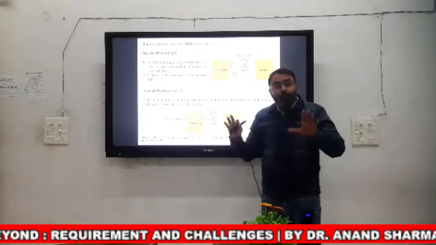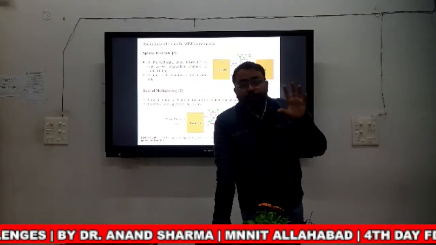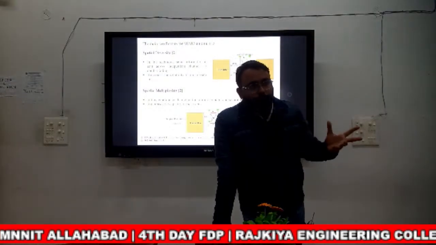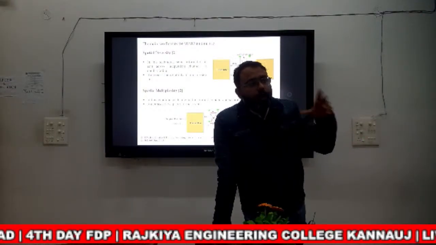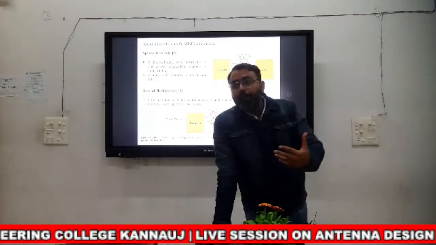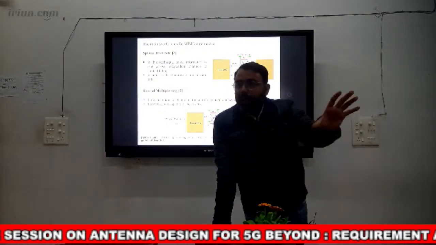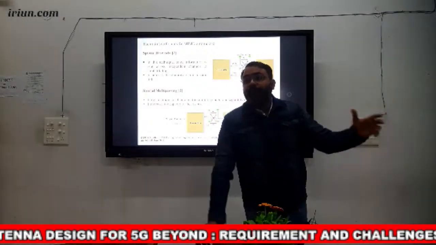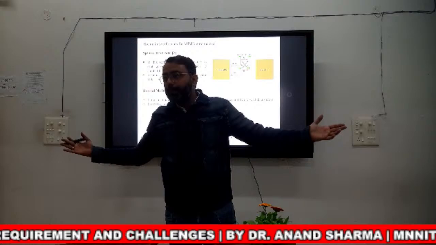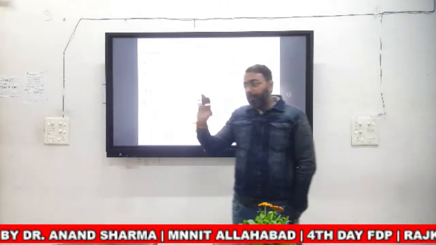So by doing so, what we are trying to do is enhance the data. According to Shannon's formula, we have C = B log2(1 + SNR). So the capacity increases either by increasing the bandwidth or by increasing the SNR. Bandwidth is limited because the spectrum is very costly; purchasing a spectrum is too costly. So bandwidth is limited.